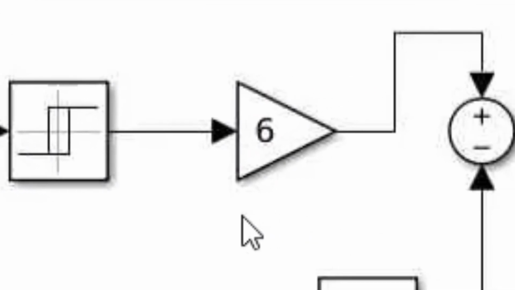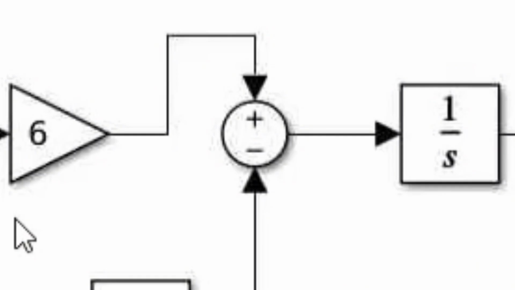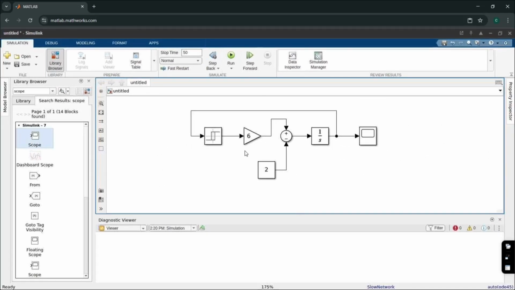The gain block represents the strength or rate of the water pump, determining how quickly water is added to the soil, while the sum block combines the effect of watering and drying to calculate the net change in moisture. The outputs of the system are displayed using scope blocks, where one scope shows the soil moisture behavior over time and the other shows the pump status.